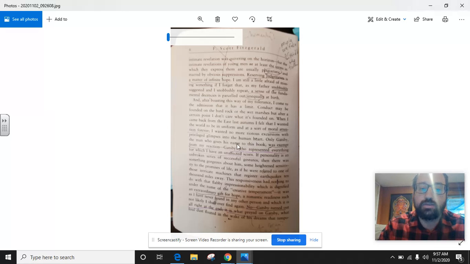Only Gatsby, the man who gives his name to this book, was exempt from my reaction. Gatsby, who represented everything for which I have an unaffected scorn. If personality is an unbroken series of successful gestures, then there was something gorgeous about him, some heightened sensitivity to the promises of life, as if he were related to one of those intricate machines that register earthquakes ten thousand miles away. This responsiveness had nothing to do with the flabby impressionability which is dignified under the name of the creative temperament. It was an extraordinary gift for hope, a romantic readiness such as I have never found in any other person, and which is not likely I shall ever find again. No, Gatsby turned out all right at the end. It is what preyed on Gatsby. Okay, and we'll stop there.